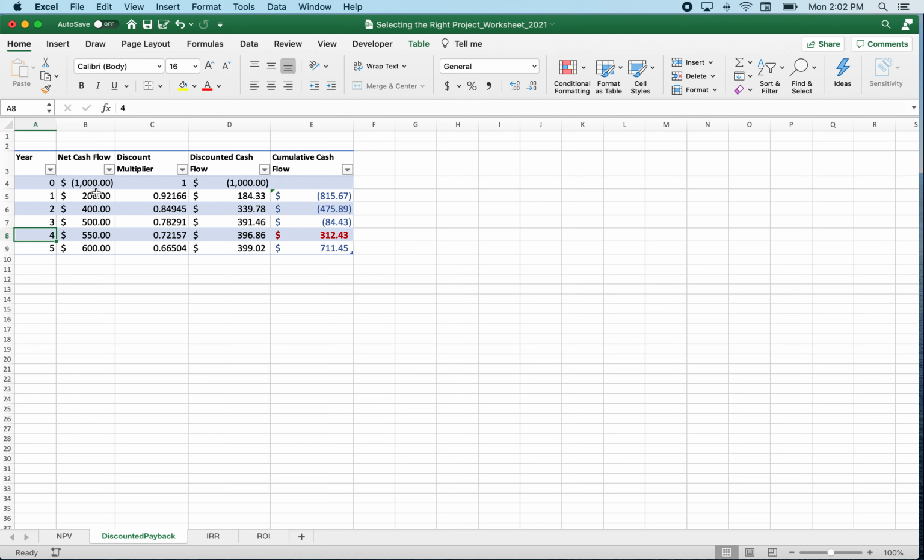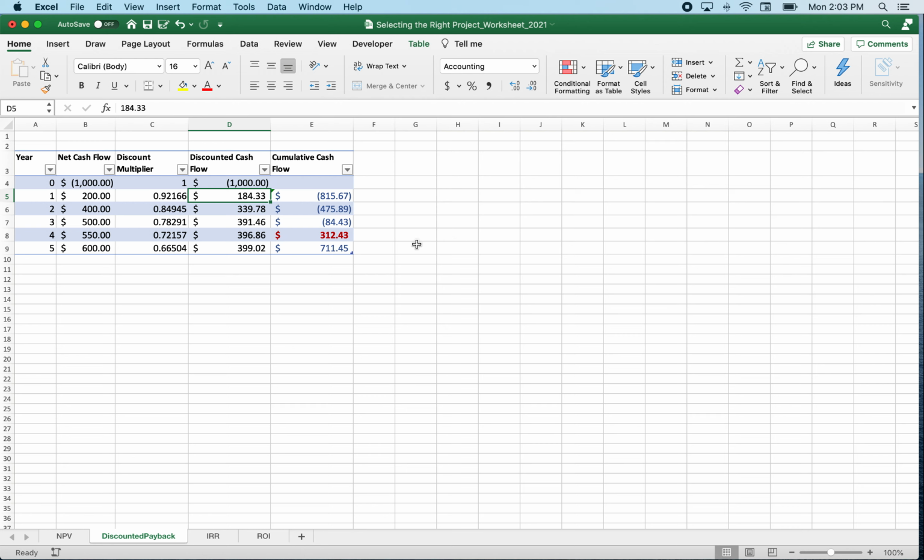So again, same cash flows, right? The discount multiplier is going to be the same for each year. The discount rate of 8.5% is still applicable. Again, we're comparing the same project and it's the same conditions. And our discounted cash flows are the future value times the discount multiplier, in terms of today's present value dollars. And the way that discounted payback period is calculated.